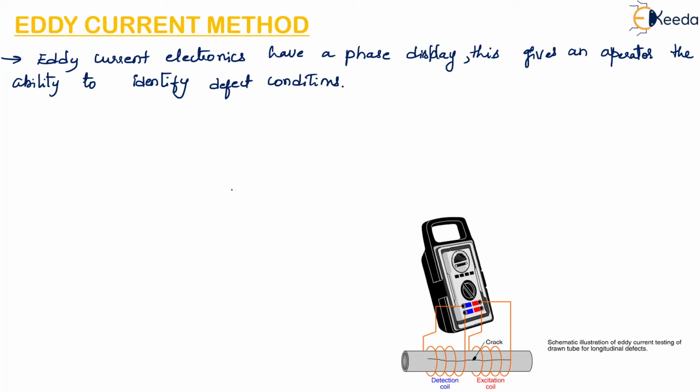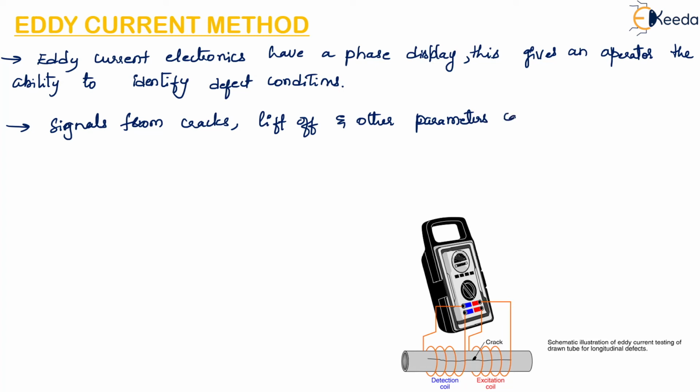So here the signals from the cracks, liftoff and other parameters can be clearly identified. So we will get signals from cracks, liftoff and other parameters, and they can be easily identified.